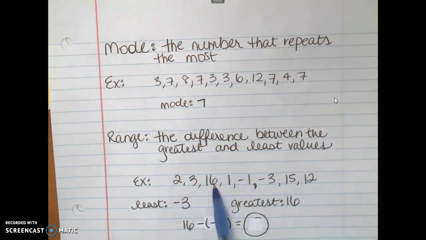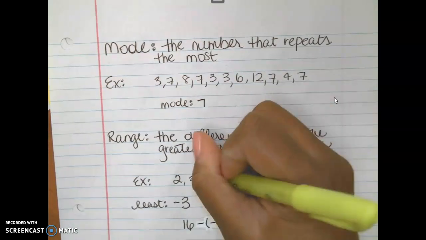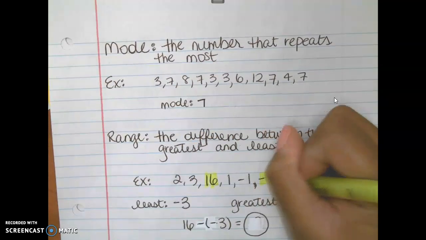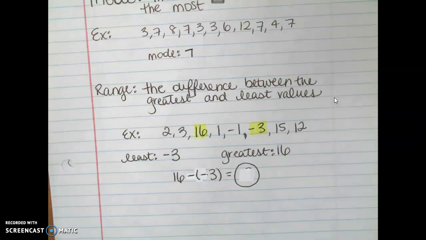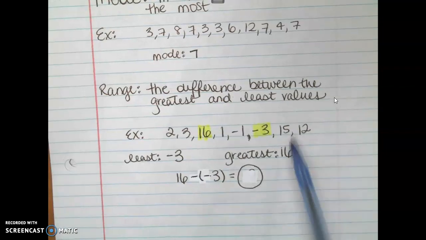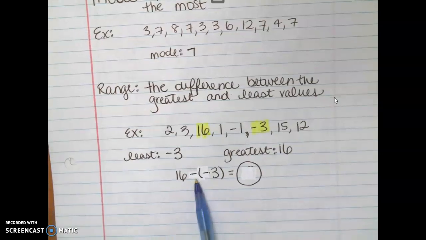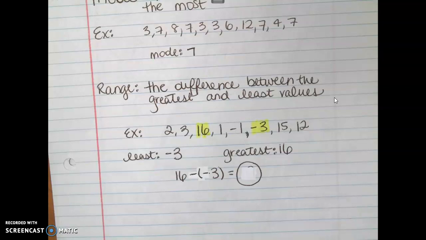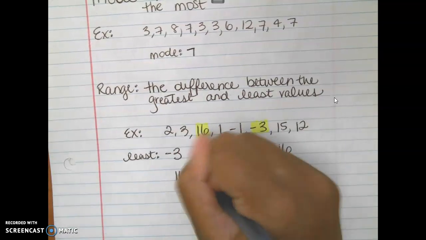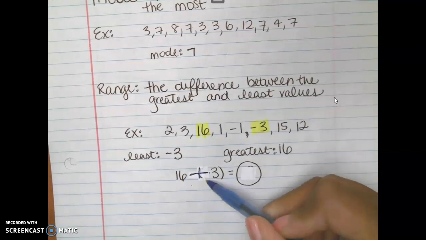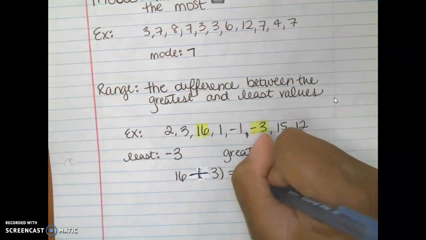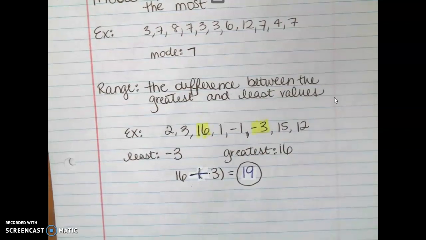I've got 2, 3, 16, 1, -1, -3, 15, and 12. My greatest value is 16. My least value is -3. If I'm subtracting, I take the biggest number and I subtract the smallest number. 16 minus -3 becomes plus. Whoops, I just put a hole in my paper. 16 plus 3 is 19. So that is the range of that data set.